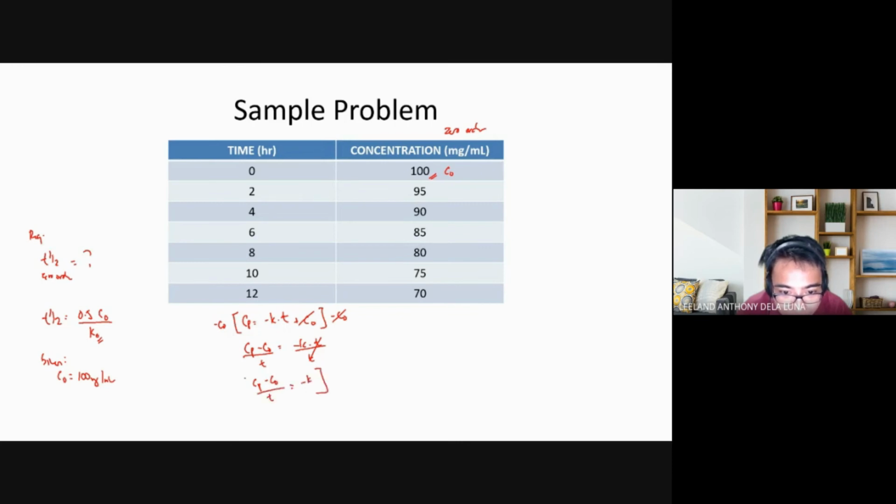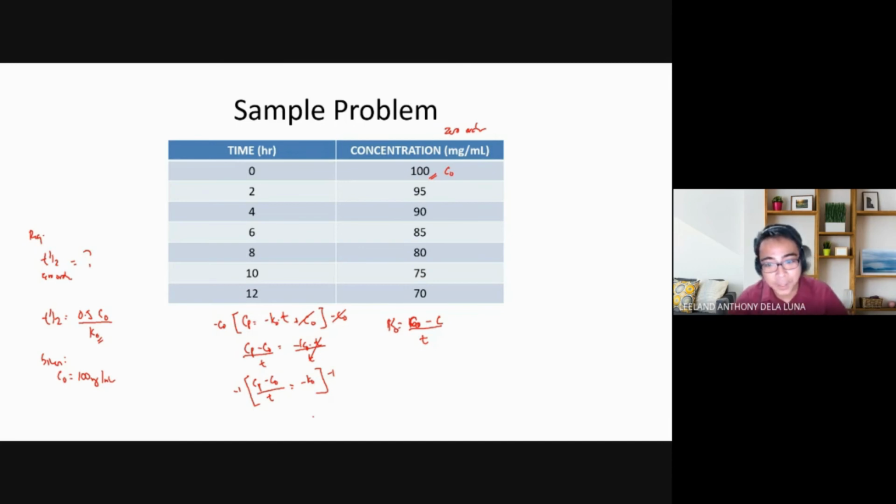Of course, that's not allowed, since K can't be negative. Multiply both sides of the equation by negative 1. So what comes out would be K equals C sub 0 minus C over T. So that's how I will get my K sub 0. It has a 0 here so we know that it's a zero order process.